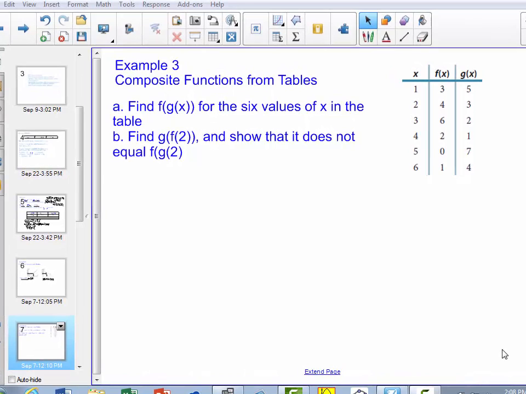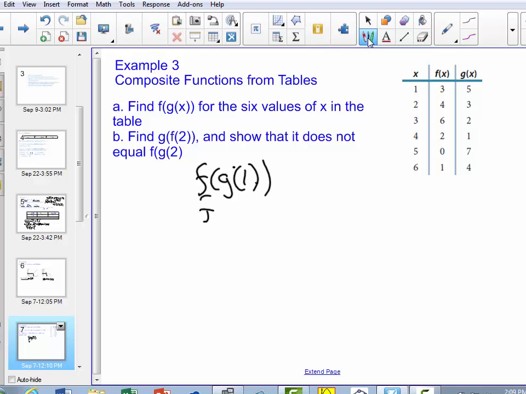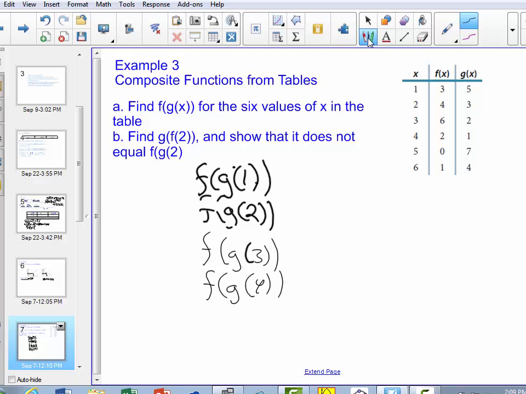Let's look at one more situation. Here we don't have an equation or a graph, but instead we have a table of values for which f and g of x are defined for only certain values of x. Let's try and find f of g of x for the 6 values of x that were given here in this table, which means we need to find f of g of 1, f of g of 2, f of g of 3, f of g of 4, f of g of 5, and f of g of 6.